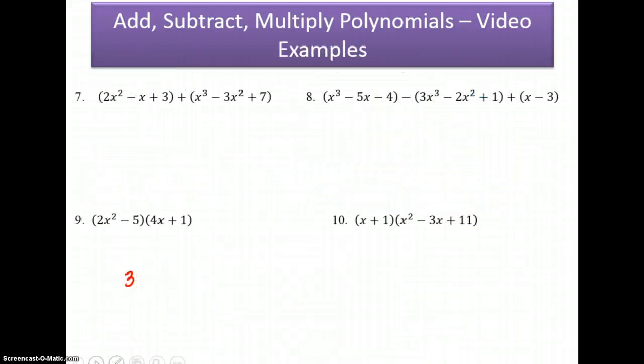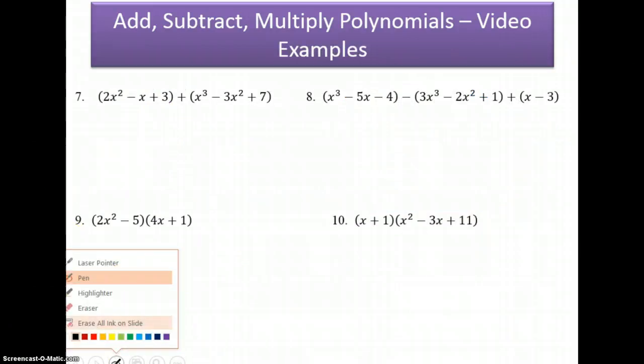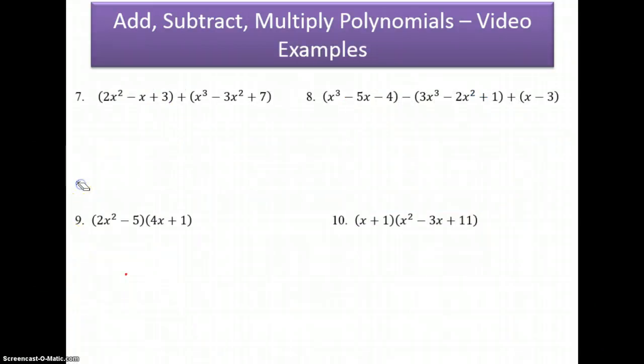Now you're going to go ahead and do these yourself. So 4 problems here. Make sure you pay attention to whether you are adding, subtracting, adding. Number 9 and 10, these are multiplication. There are no signs in between the parentheses.